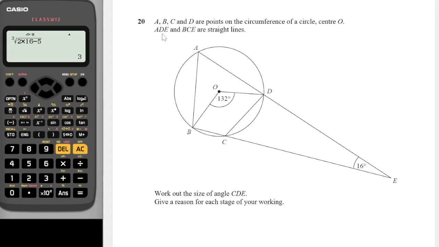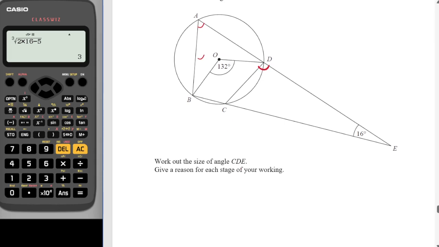Okay, question 20. So we've got 4 points on the circumference of a circle. ADE and BCE are straight lines. Work out the size of angle CDE. So that's C to D to E. So we want this angle here. Okay, so I am going to state this angle here. So I'm going to write that as BAD is equal to 132 divided by 2. So that's equal to 66.